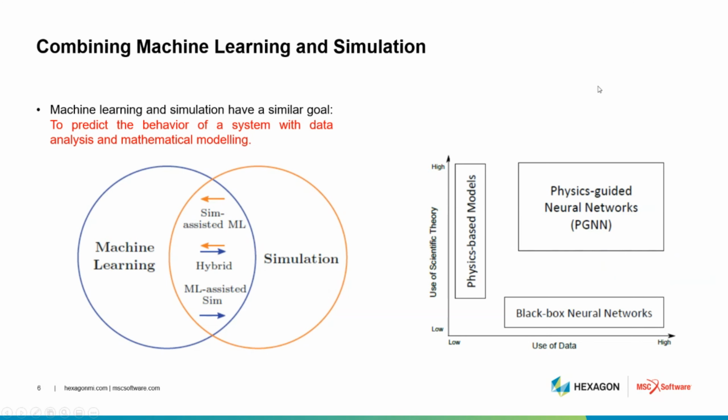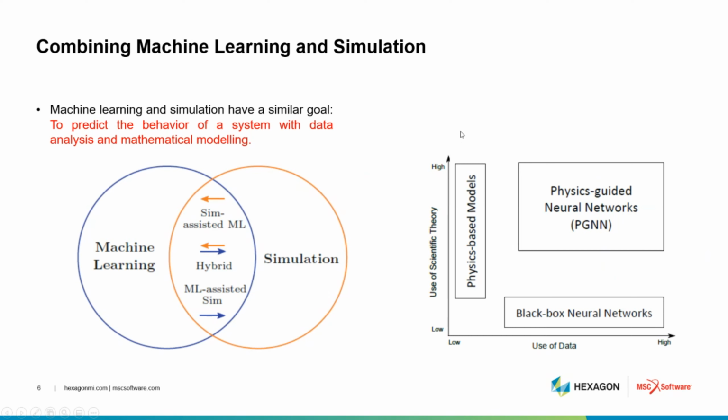So why combine machine learning and simulation? Both have the same goal. Both want to predict the behavior of a system with data analysis and mathematical modeling. Simulation data can serve as training data for machine learning. At the same time, machine learning can help simulation, and we can have a hybrid method going toward autonomous simulation.